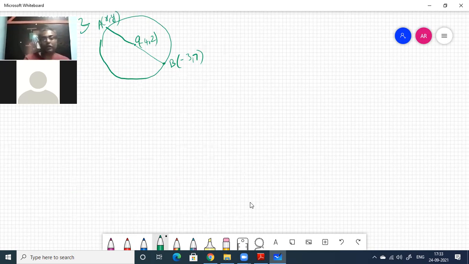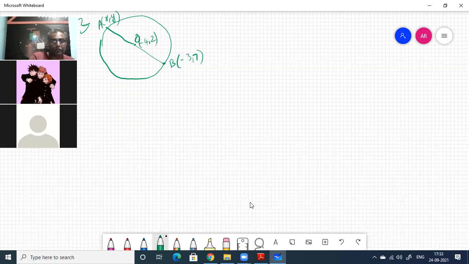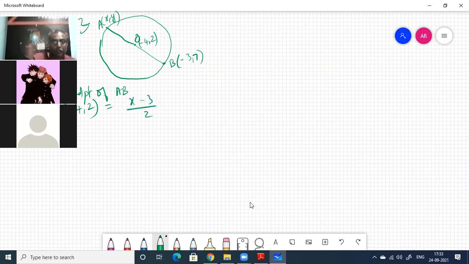It is asking to find out what is x, y in A. O is given, -4, 2. Now O is the midpoint of AB, very simple twist. All right. Therefore, -4, 2 is equal to (x - 3)/2, (y + 7)/2. That's all, very simple.